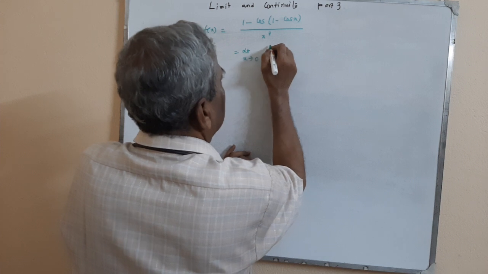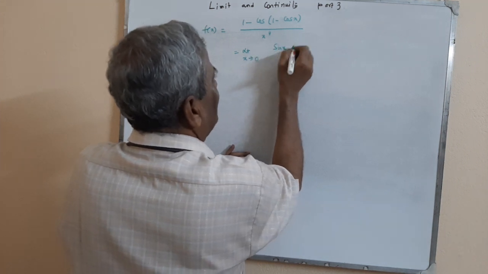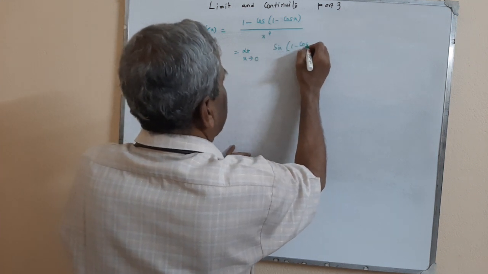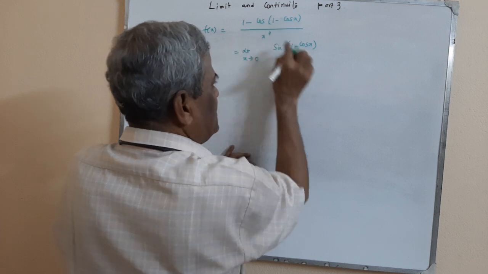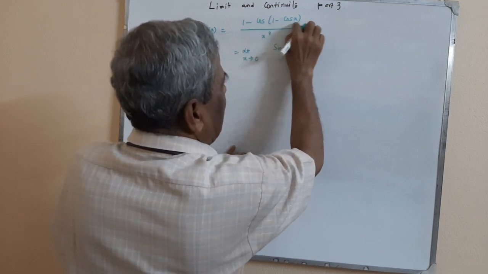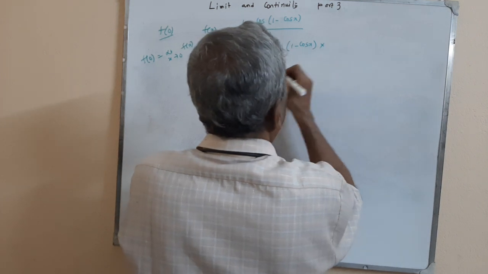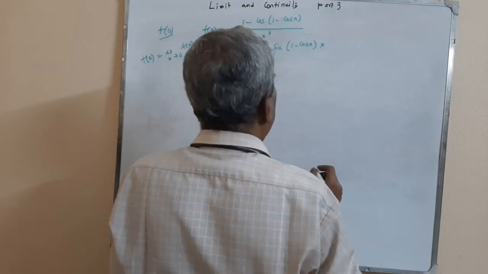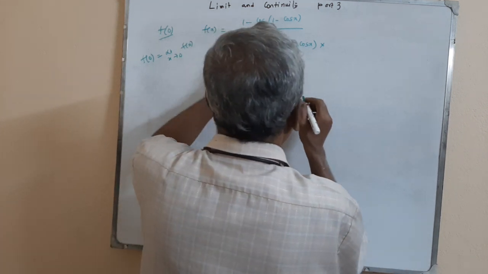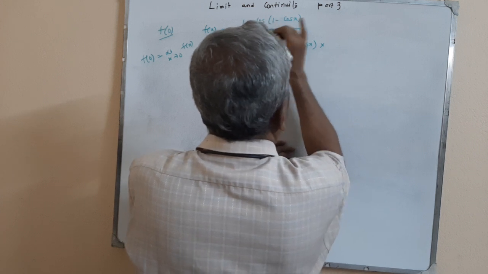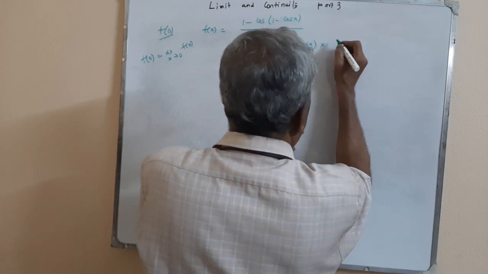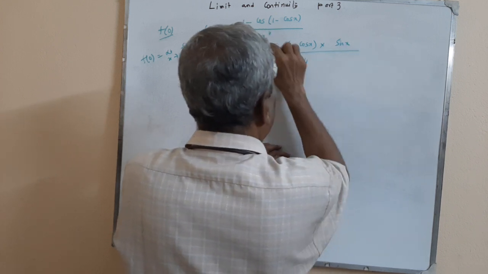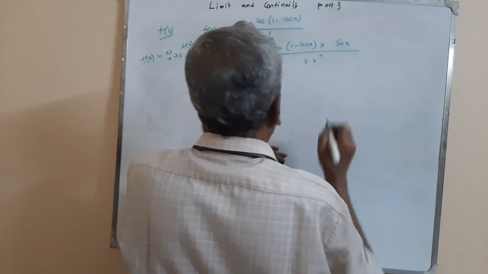Its derivative is sin of that thing, 1 minus cos x, into its derivative, and derivative of cos is minus sin. So this is equal to minus, and minus, that is sin x, divided by the derivative of the denominator, 4x cube.